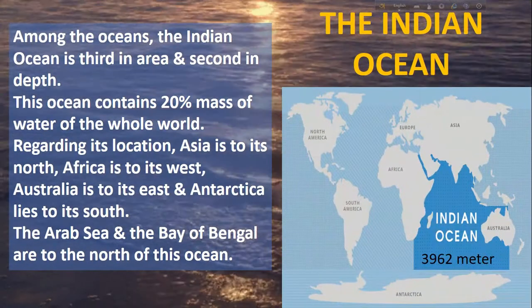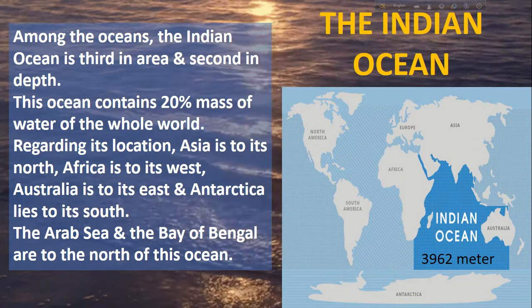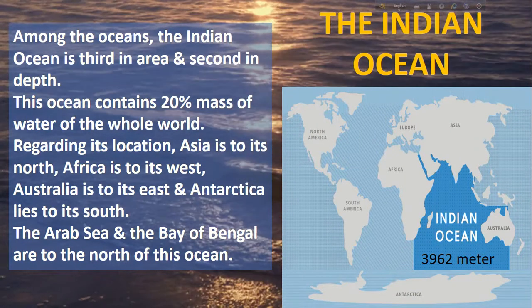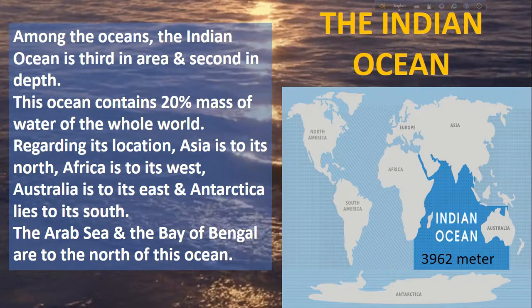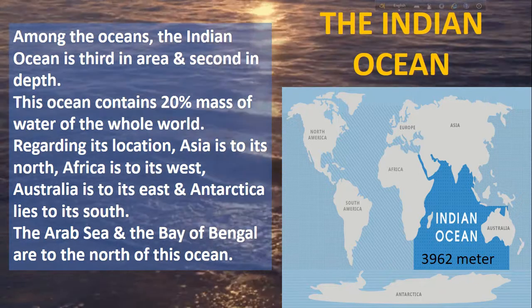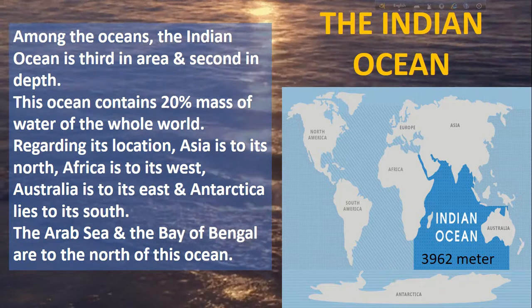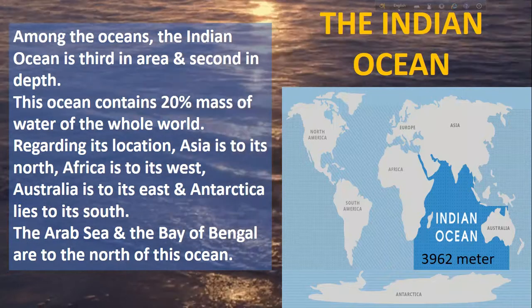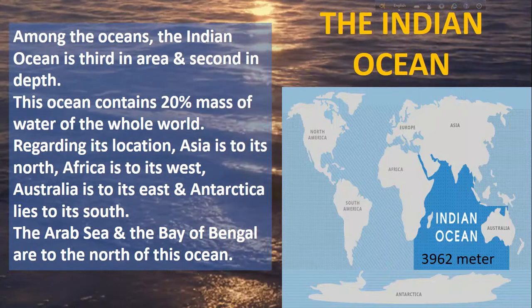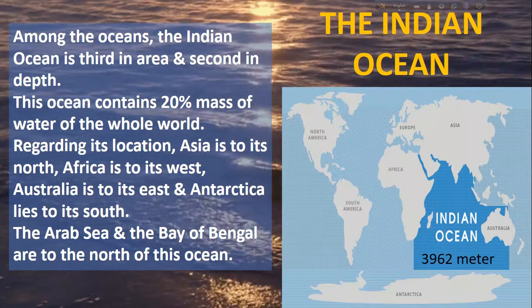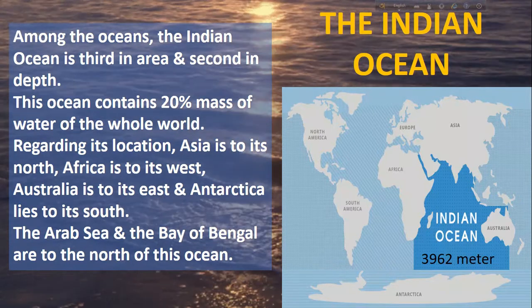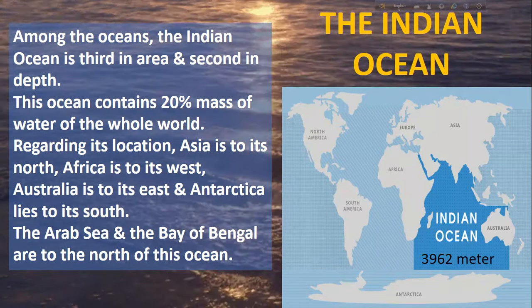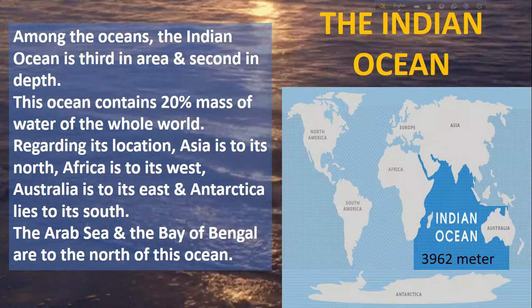Let's know about the Indian Ocean. Follow, among the oceans, the Indian Ocean is third in area and second in depth, and this ocean contains 20% of the mass of water of the whole world. Regarding its location, Asia is to its north, Africa is to its west, Australia is to its east, and Antarctica lies to its south. The Arabian Sea and the Bay of Bengal are to the north of this ocean.